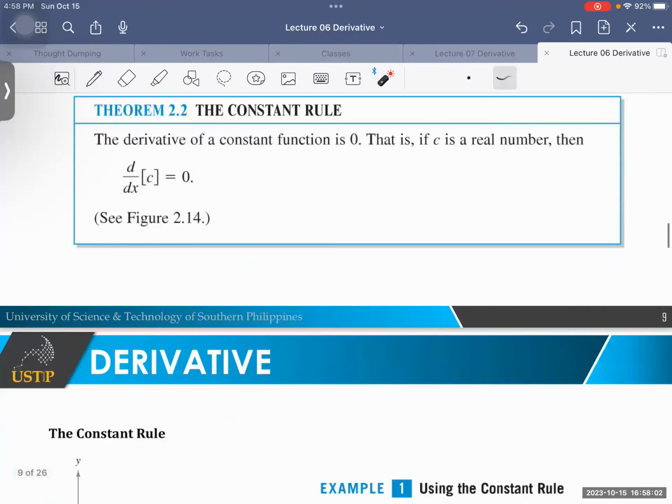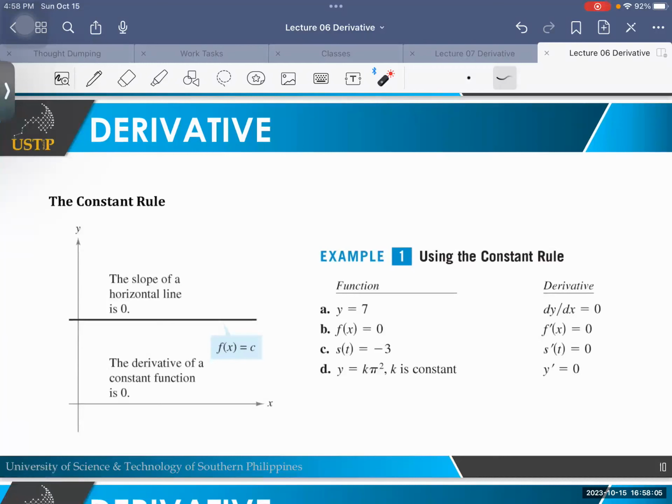derivative sa constant function. Because when you have a constant function class, di ba the graph of a constant function is always a horizontal line. Kay whatever value sa imong x class, sample, atong f of x is equal to 5. F of 1 is equal to 5. F of 2 is equal to 5. F of 3 is equal to 5 because it's a constant function. Meaning, at any point sa imong x class, it's always gonna be 5 ang imong y. That's why it's called a constant function.